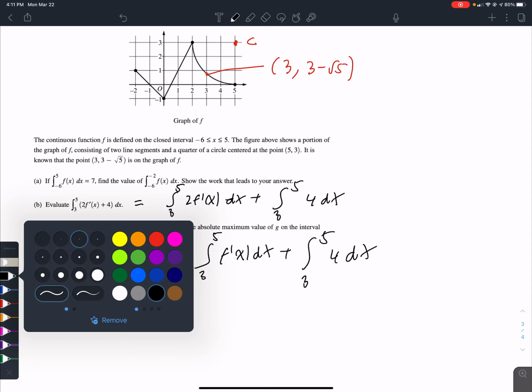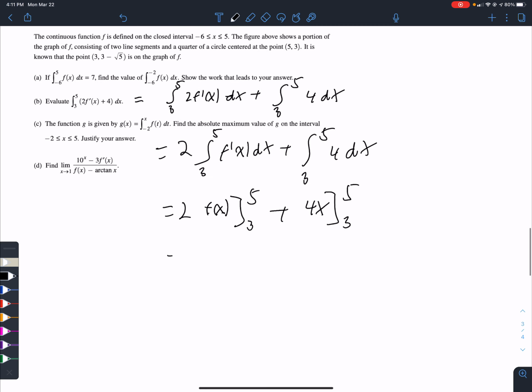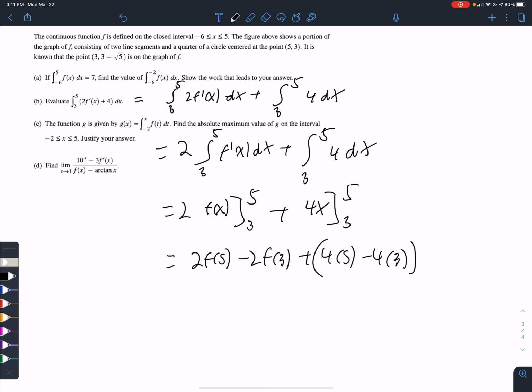Next, we need to take antiderivatives. What's the antiderivative of f prime? It's just going to be f of x from 3 to 5 plus, and the antiderivative of 4 would be 4x from 3 to 5. And we're going to get 2f of 5 minus 2f of 3 plus 4 times 5 minus 4 times 3. And that's what we have.